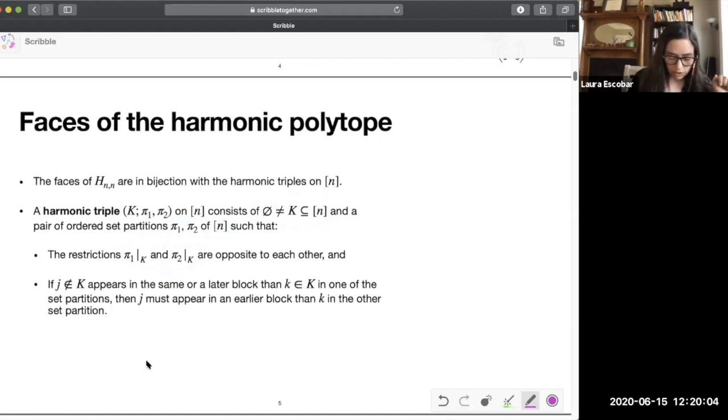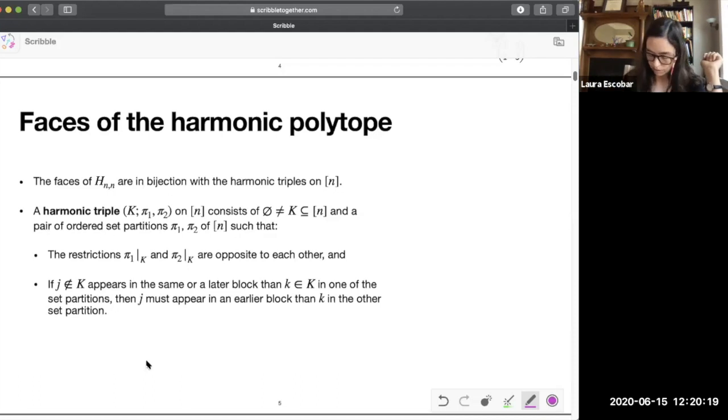And the second condition is a little bit more technical, and it says that if you pick something not in your set, and that happens to be in the same or in a later block than something in your set K, in one of the set partitions, then the opposite needs to happen in the other one.